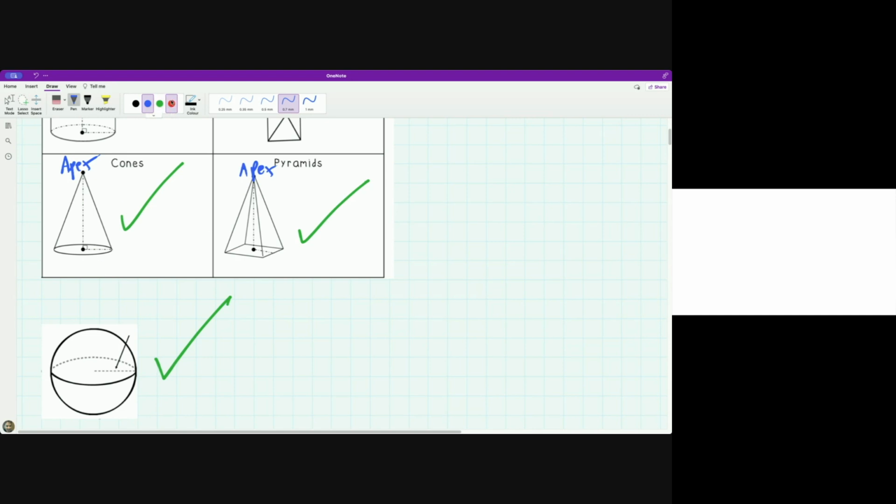And it turns out that pyramids don't always have to have square bases. They can have rectangular bases and hexagonal bases. So we're going to talk about that tonight.